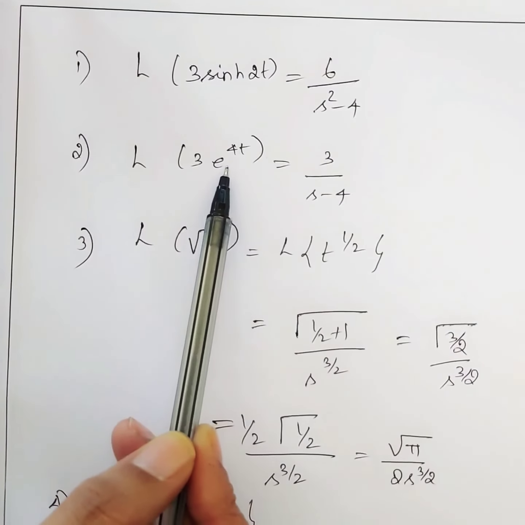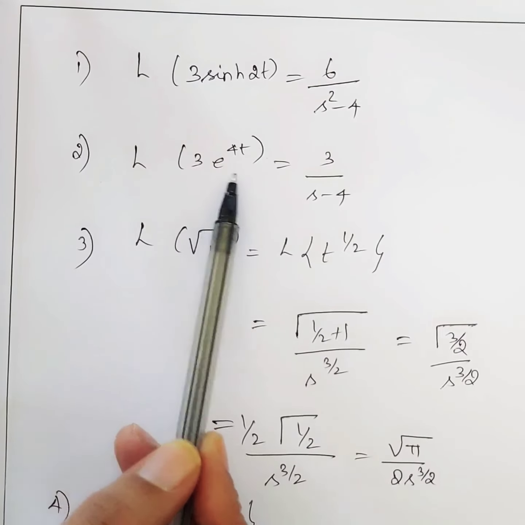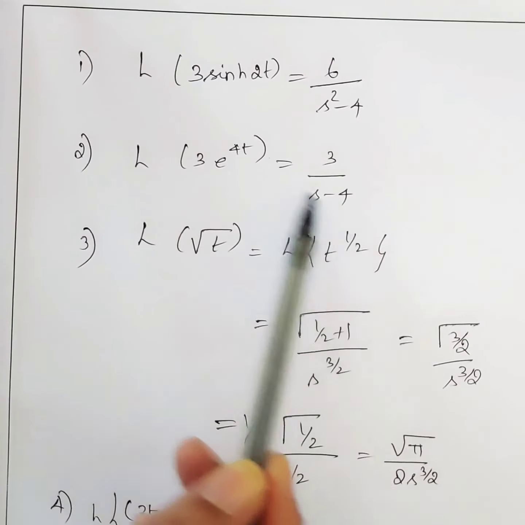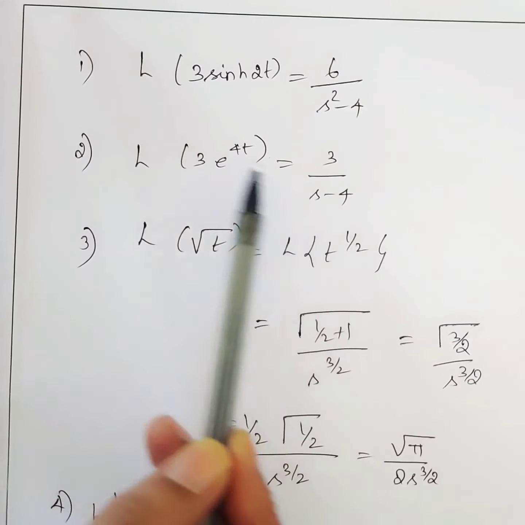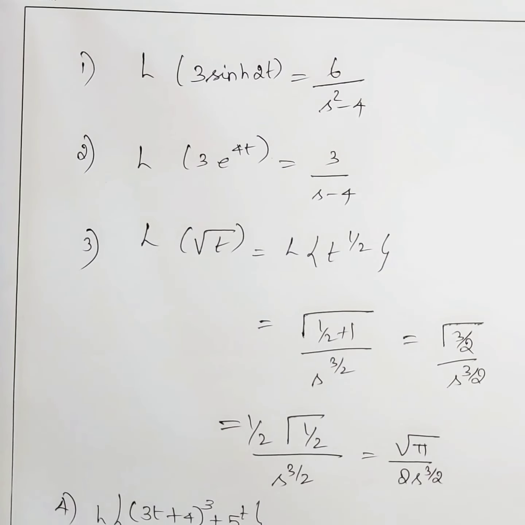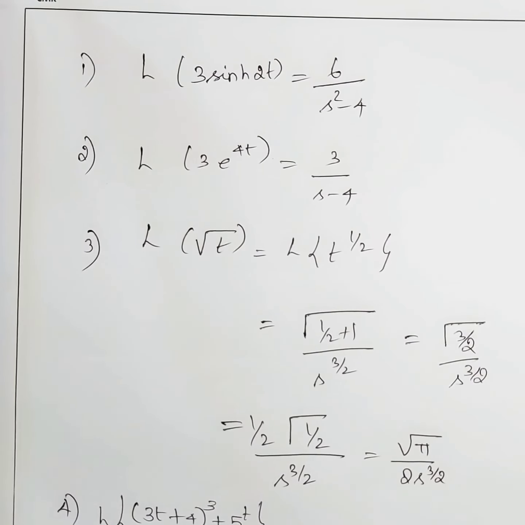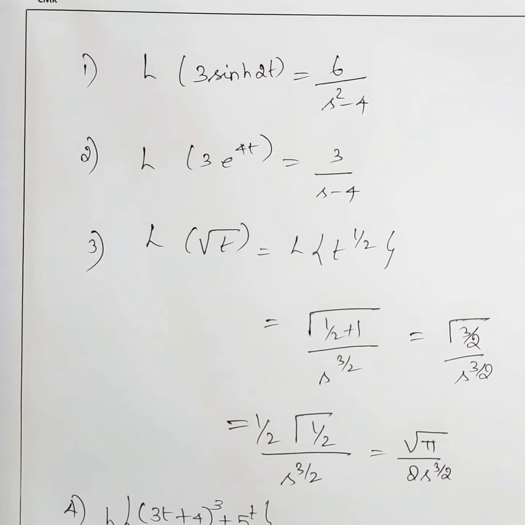E power at, what is the formula? 1 by s minus a. So 1 by s minus 4. In the place of a I have 4, I have written it. 3 is just a constant. It's in multiplication. If it's in addition, then I have to apply Laplace for 3 also.